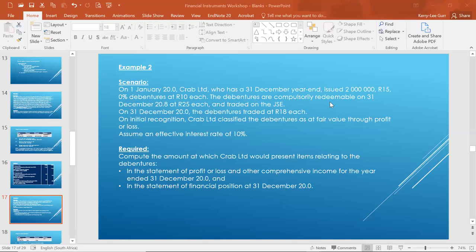Then classifying our instrument, do we have financial asset or financial liability? Very good. Here we have a financial liability. So it's nice to see how this was different to example 1. Okay, because here they issued the debentures. Example 1, they purchased the debentures. So we had a financial asset. Here they are the ones that issued the debentures.